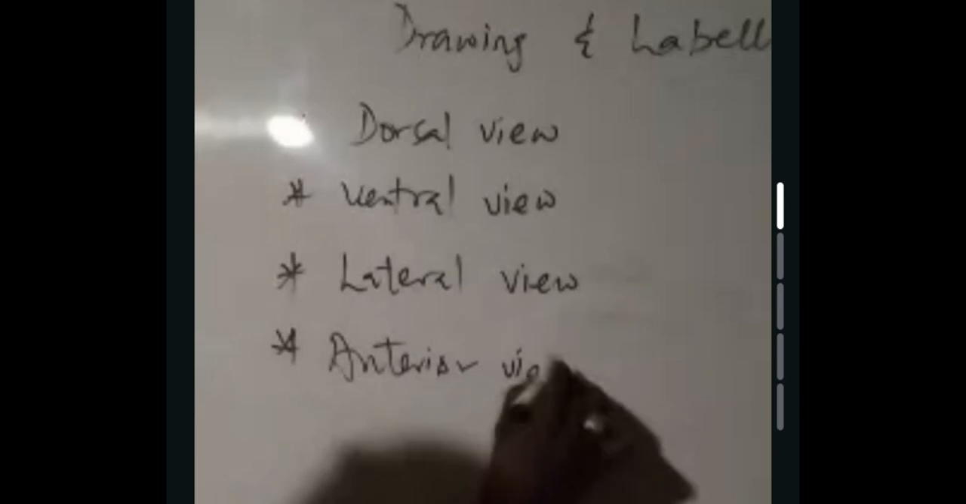Please, take your pen, your pencil and your writing material, and jot this down too. So we have drawing and labeling, that's the first thing. In drawing and labeling, the first thing we're taking is the views. We have the dorsal view, the ventral view, the lateral view, the anterior view, and the posterior view.